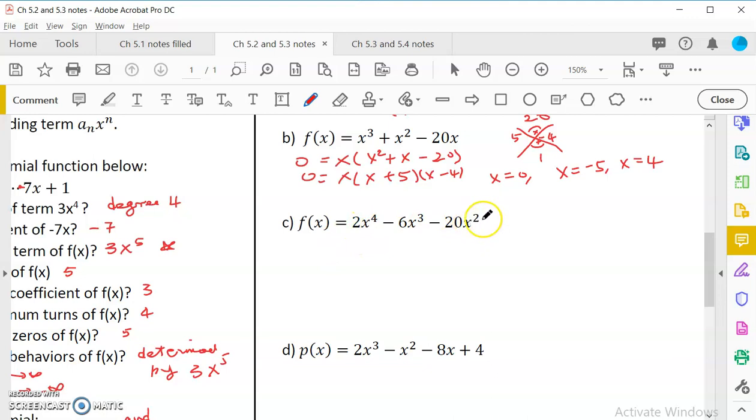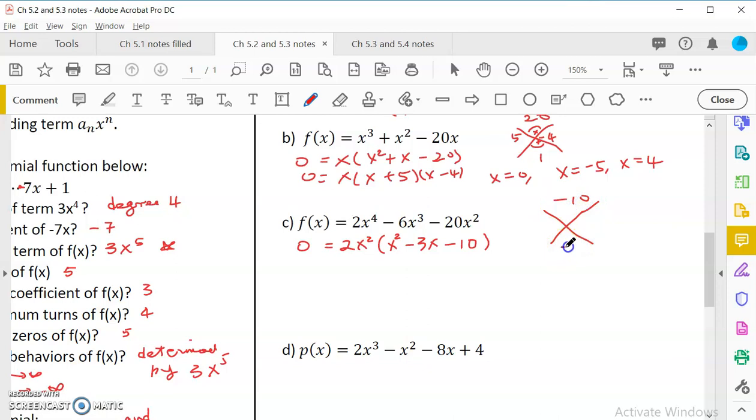I can factor x squared out. I can factor 2 out, right? So 0 equal to 2x squared. If I factor 2x squared out, this becomes x squared. If I factor 2x squared out, this would be 3x. If I factor 2x squared out, it would be minus 10. Yeah. So now this is a trinomial of x squared, so I can use diamond again.